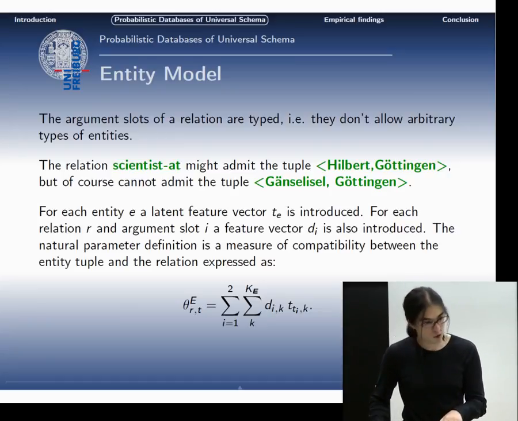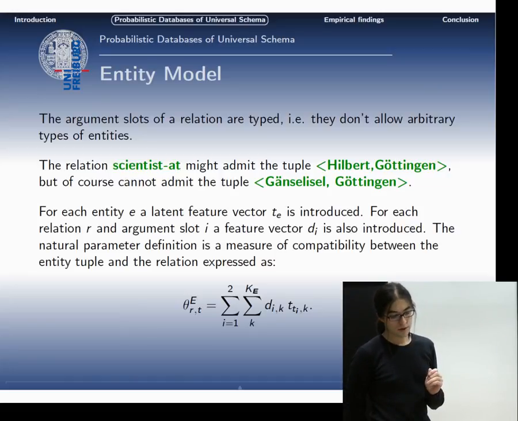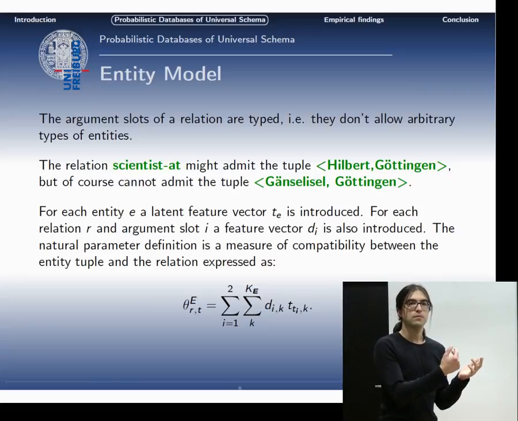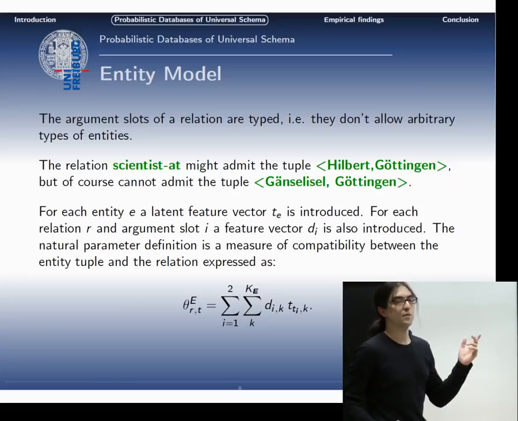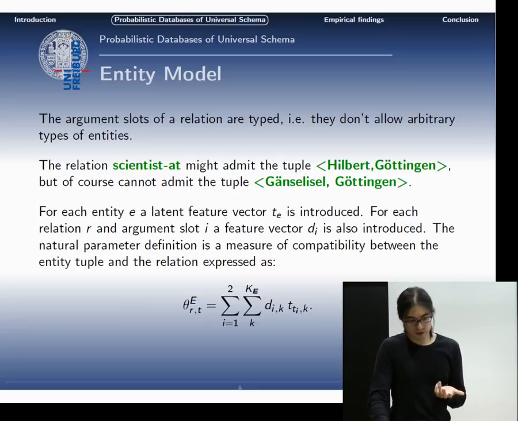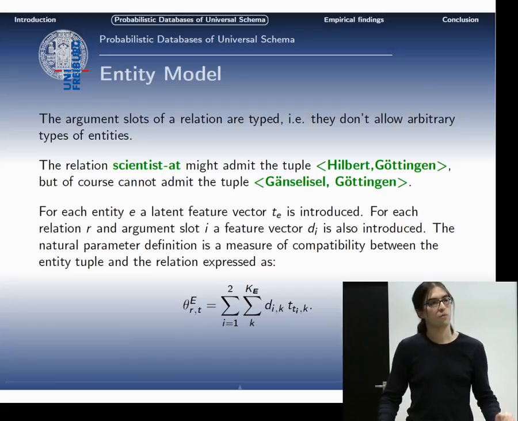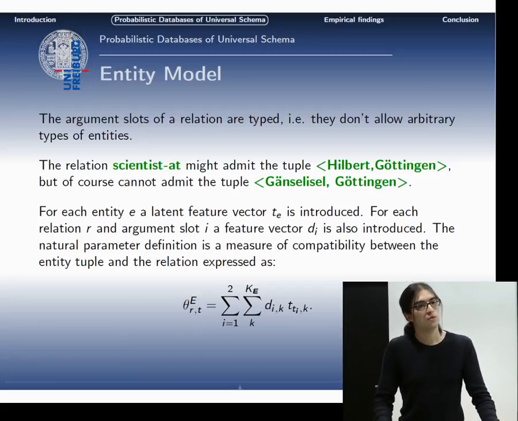So we introduced this definition for the theta parameter of the Bernoulli distribution, and it basically means, again, a measure of compatibility between the entity tuple and each of the argument slots of the relation. Again, we might expect that this definition recovers valuable information about which relations can admit which entities, and thus allow us to make some form of inference about the non-observed relations.